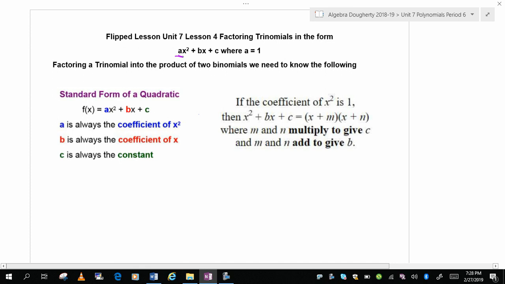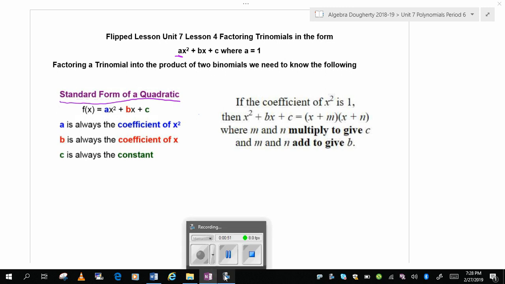First of all, we need to know what the standard form of a quadratic is. That's where the function is equal to ax squared plus bx plus c, where a is the coefficient in front of the x squared, b is the coefficient in front of the x, and c is the constant. It's much easier if it's written in standard form.